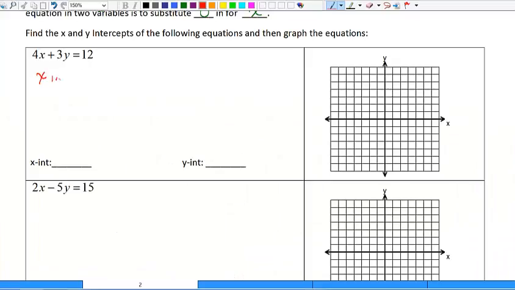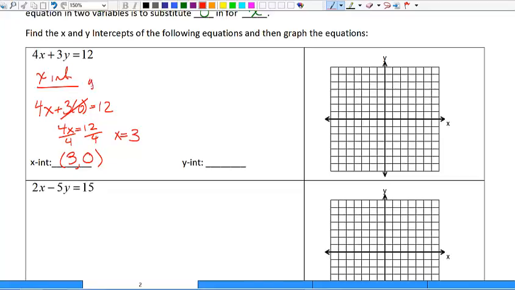So to find the x-intercept, we just said we're going to plug in 0 for y. So we have 4x plus 3 times 0 equals 12. Well, 3 times 0 is pretty easy. That's 0. It goes away. And then I divide both sides by 4 and get x is equal to 3. Now, in order to write my x-intercept, the x-coordinate is 3. What is the y-coordinate? Well, it's going to be 0, because we are the ones that plugged in y equals 0 to begin with. We knew that it was an x-intercept, we're going to plug in y equals 0.